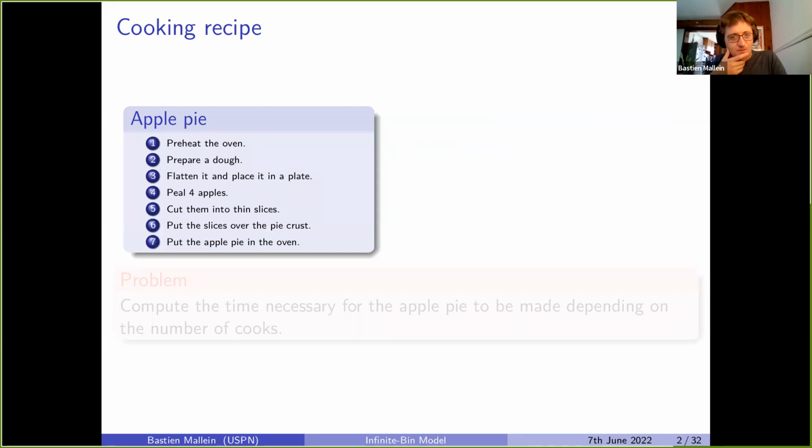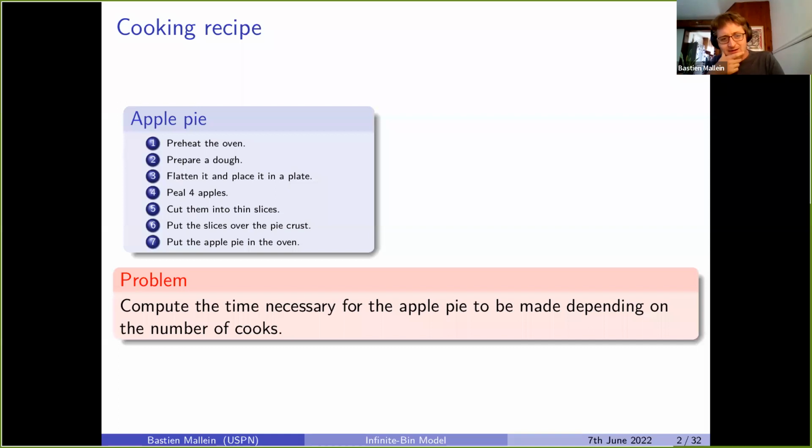So if you want to make an apple pie, you have a certain number of steps that you have to follow, right? You have to preheat the oven, prepare a dough, and flatten it and put it in a plate. You have to peel some apples, cut them into pieces, put the pieces over the dough, and put everything in the oven. So let's say there are 7 steps with mostly a similar time amount for each of them. And so I wonder, how long does it take to bake that apple pie?